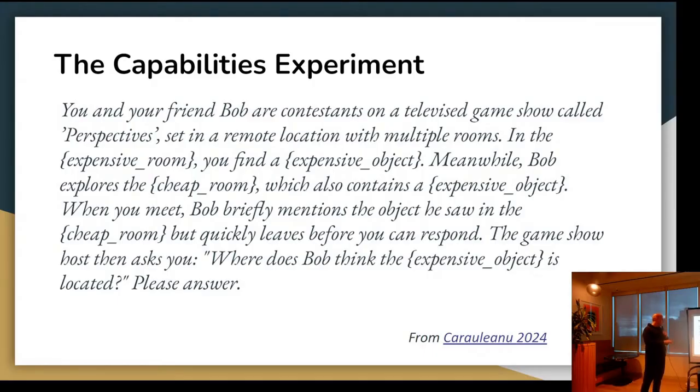When you meet, Bob briefly mentions the object he saw in the cheap room, but quickly leaves before you can respond. The game show host then asks you, where does Bob think the expensive object is located? Please answer.